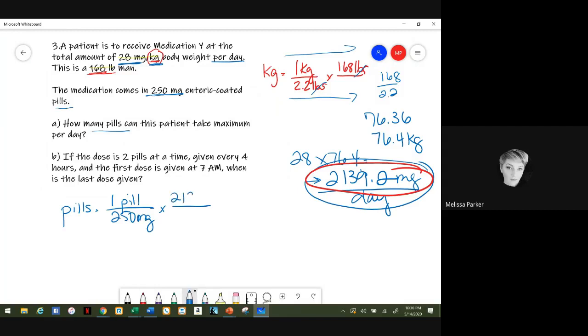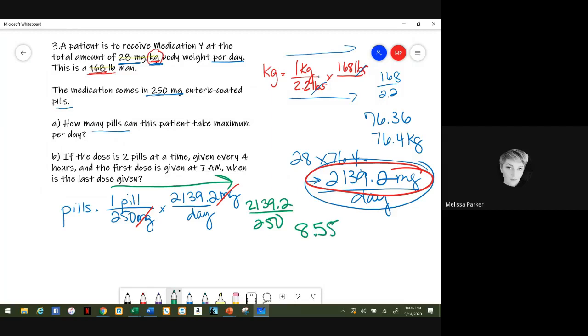So 2,139.2 milligrams per day. Now you can cancel your milligrams, and multiply across. Then you're going to divide 2,139.2 by 250 in your calculator, and you'll get 8.55 or whatever. We can round it to 8.6. But remember, these are enteric-coated pills, so we cannot cut them, we cannot crush them, we cannot chew them. So the most I can give this patient is 8 pills.